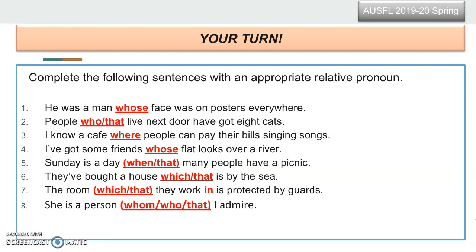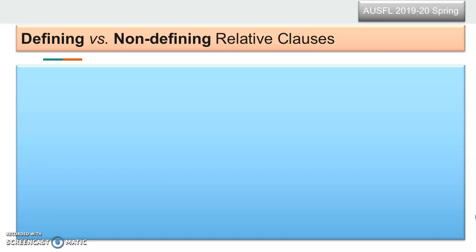Here are the answers. You see that the relative pronouns that can be omitted are given in parentheses. Here, I'd like to point out number 7, which is a bit tricky. In number 7, you'll see that there is a preposition, so you cannot use where. That's why the answer is which or that, or you can just omit the relative pronoun. In the last part of this video, we'll see the difference between defining and non-defining relative clauses.